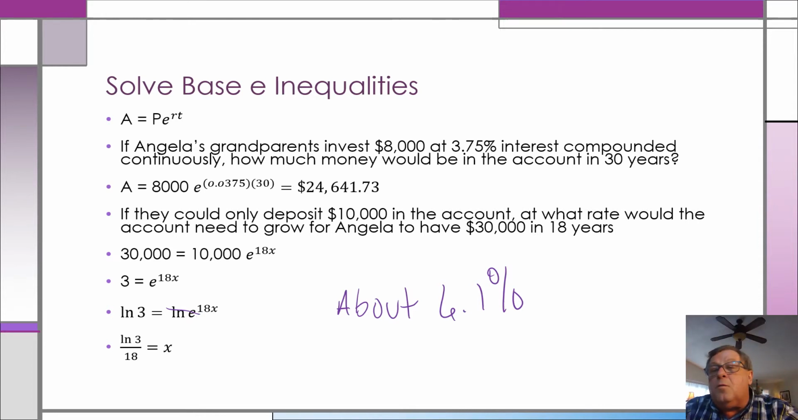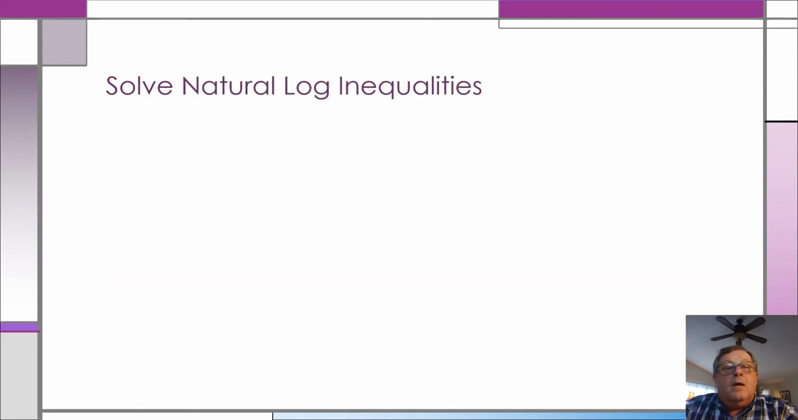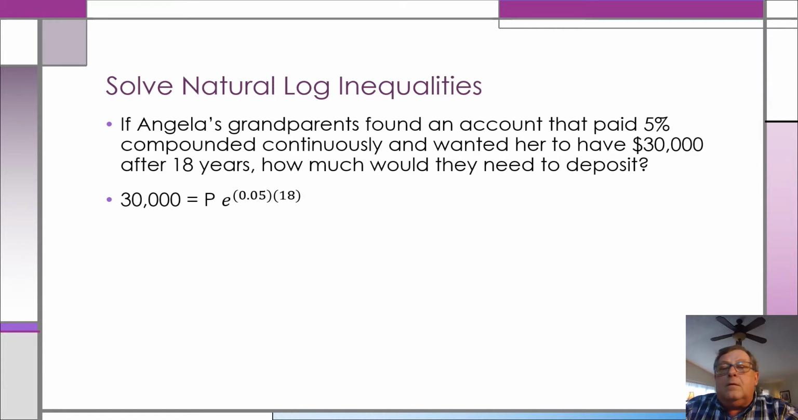Oh, let's look at this one other way. All right, now if Angela's grandparents found an account that paid 5% compounded continuously and wanted her to have $30,000 after 18 years, how much would they need to deposit? All right, so our missing variable now is this P. How much do we need to invest initially? They have a goal of having $30,000, have grown to that after 18 years.